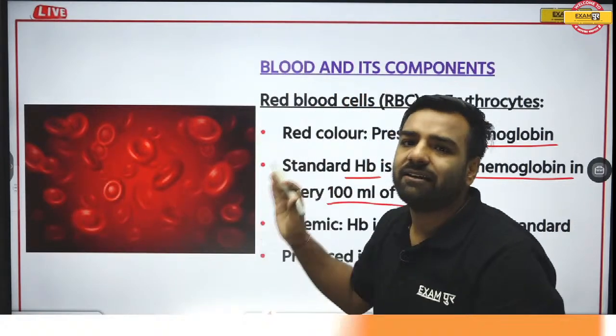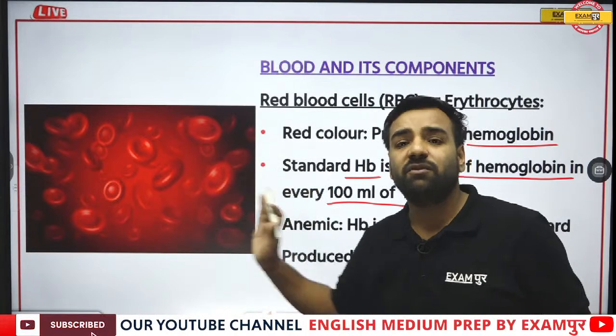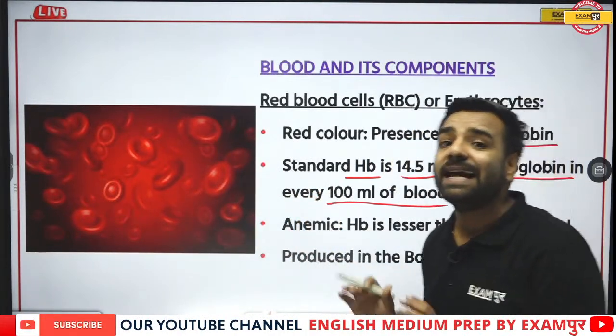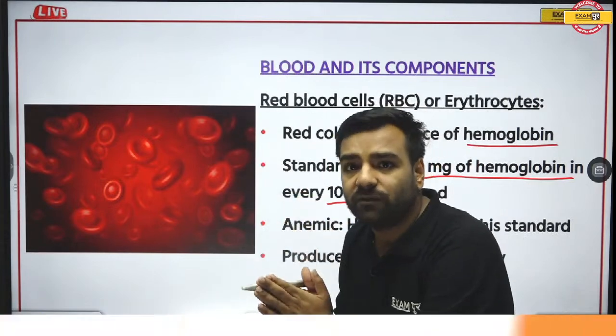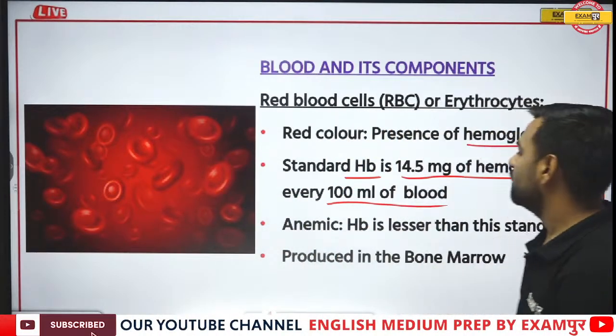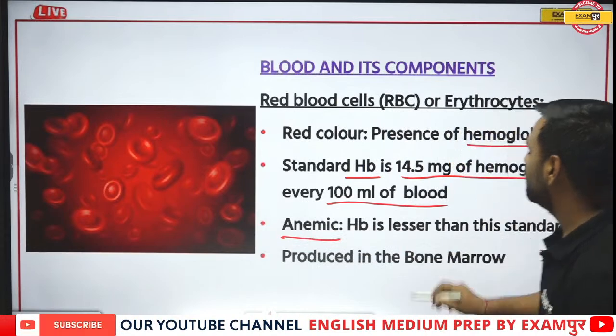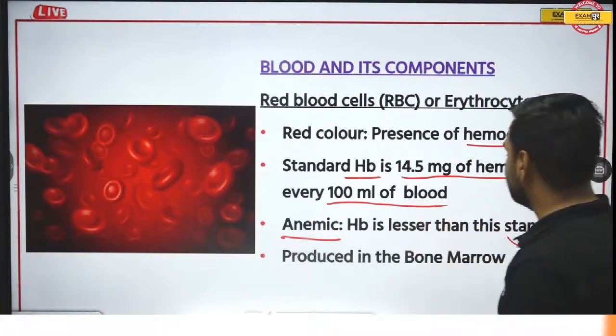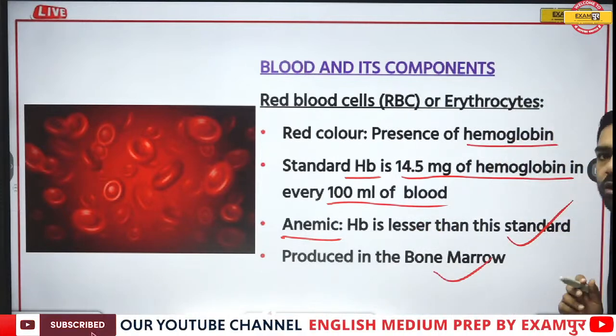Now, if this value degrades, if this value goes down, then the person is called anemic. That is, the person is suffering from anemia. Now, how do we say that a person is anemic? Hemoglobin is lesser than its standard. RBC is created in bone marrow.